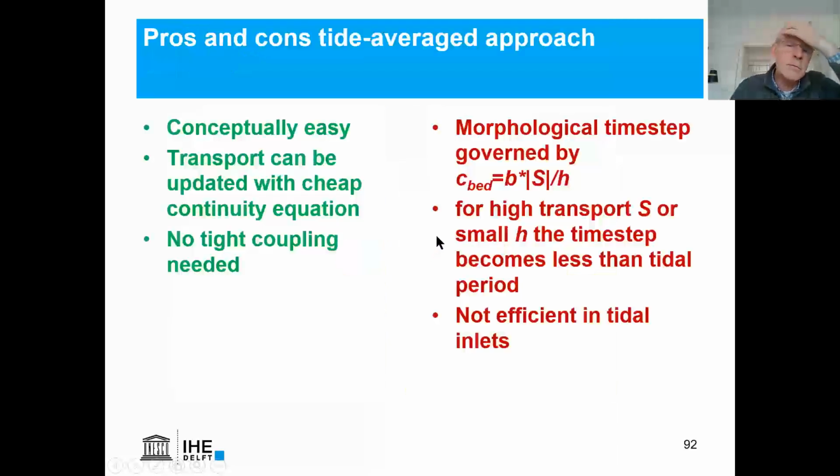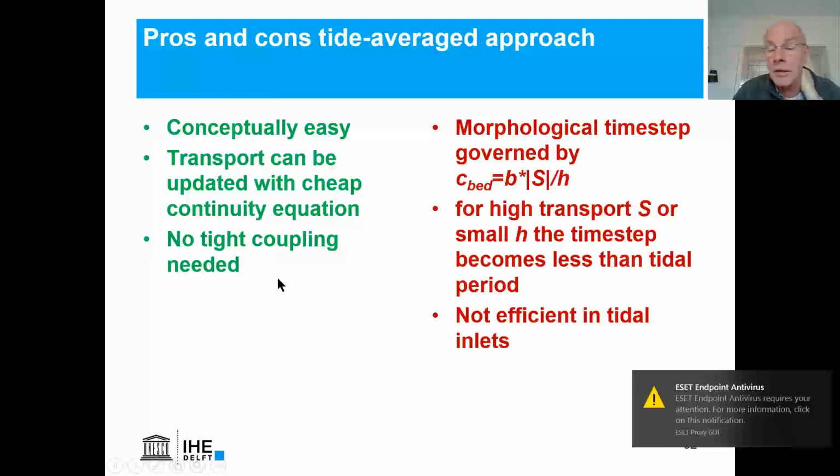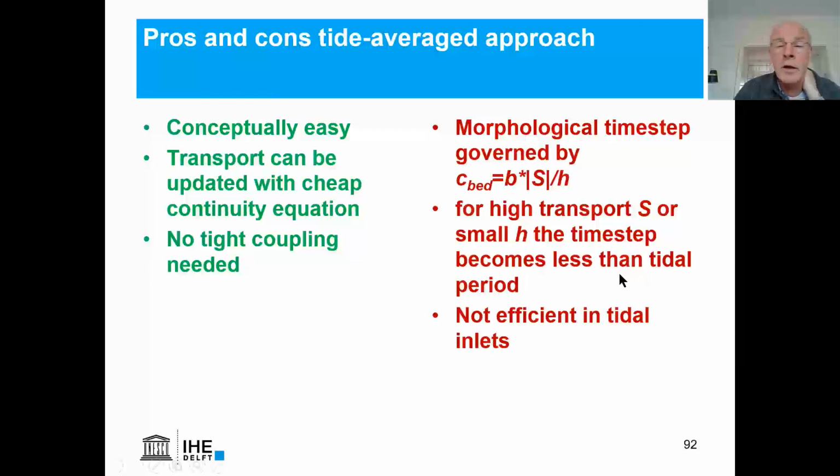However, it has some pros and cons. Conceptually, it's easy. You just do the averaging over a tidal cycle and then you do a big morphological step. You can do an update of the transport, I haven't gone into details of that, with a relatively cheap continuity equation. And you don't need a tight coupling.